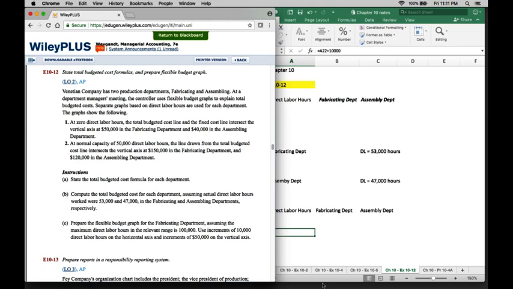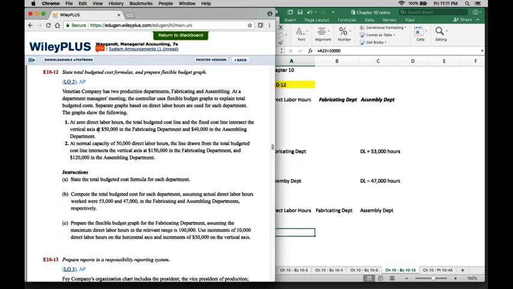In exercise 10-12, we have a company that has two production departments, fabricating and assembly. At a department manager's meeting, the controller uses flexible budget graphs to explain total budget costs. Separate graphs based on direct labor are used for each department. The graphs show the following.